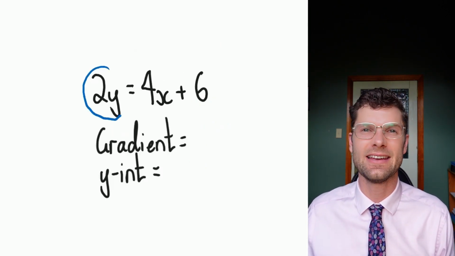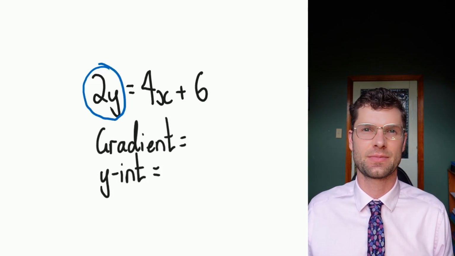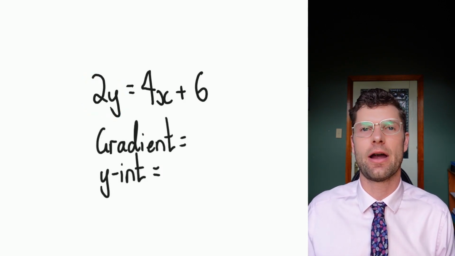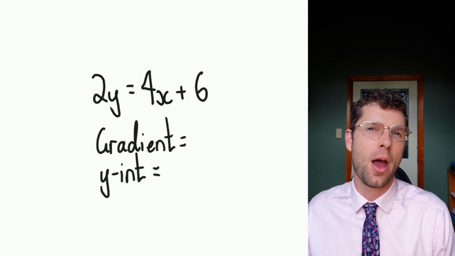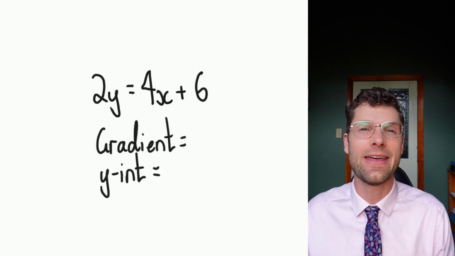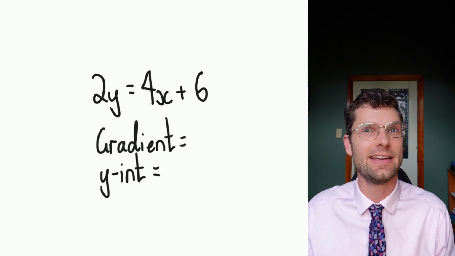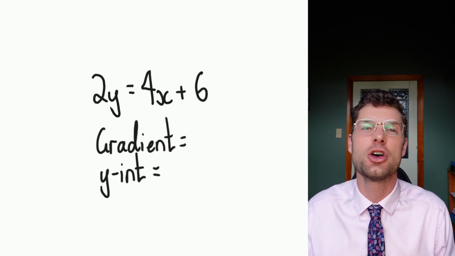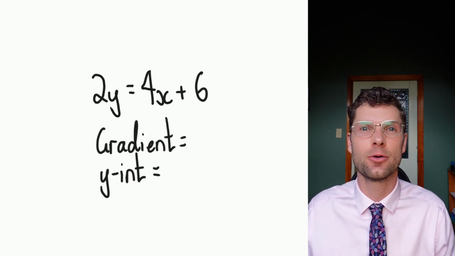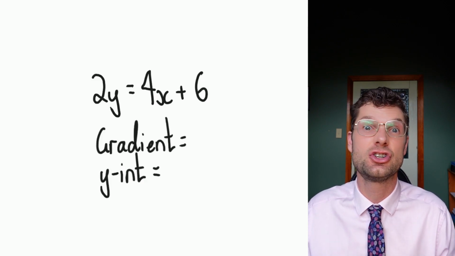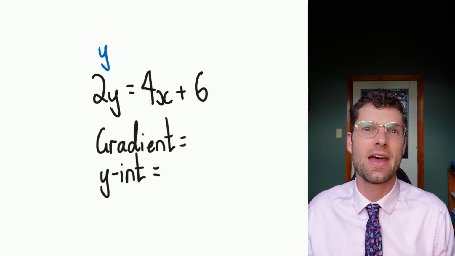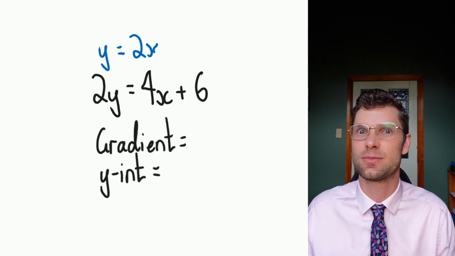We've got 2y is equal to 4x plus 6. And it's really easy to be like, oh, well, the gradient's 4. I know that straight away. But we just have to make sure that the y there is by itself. 2y is not the same as y. So what I'm going to do is divide every single thing here by 2, just to get that y by itself. That means that I've got y is equal to 2x plus 3.